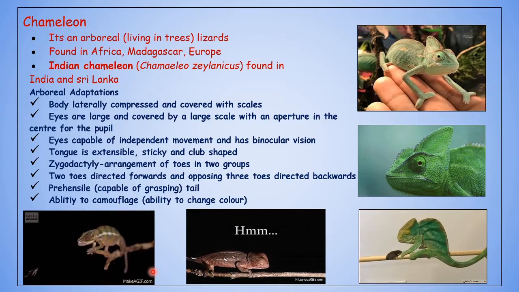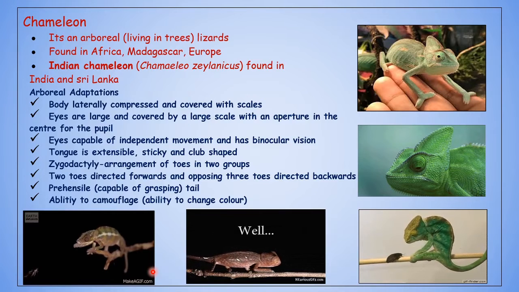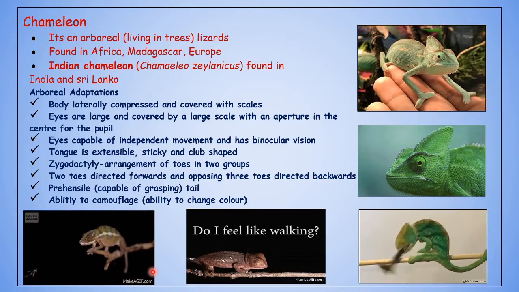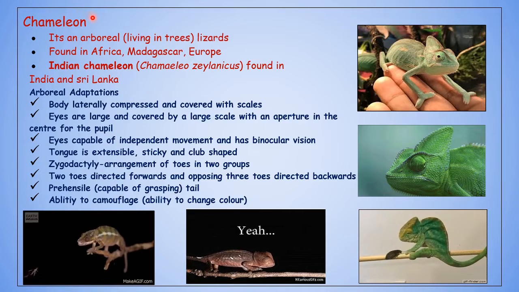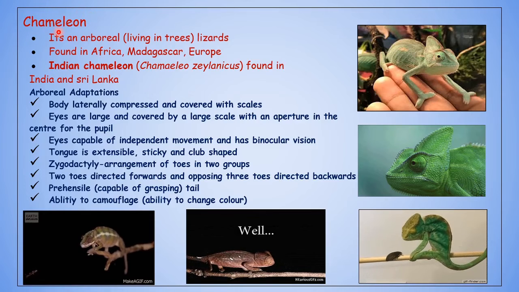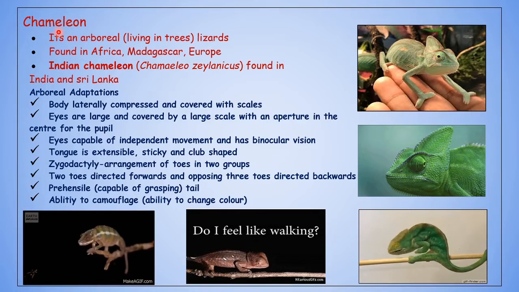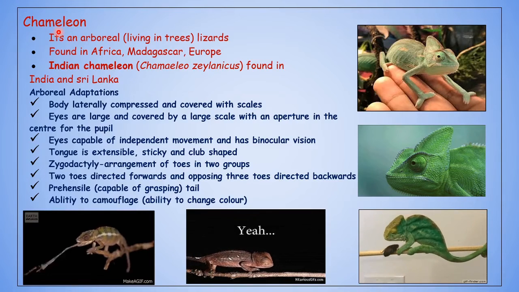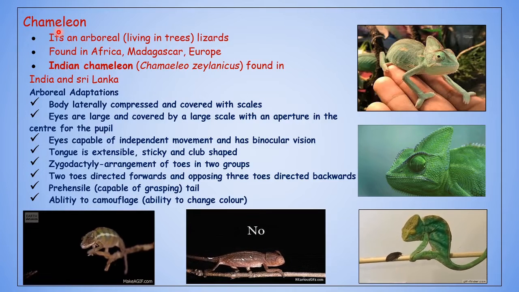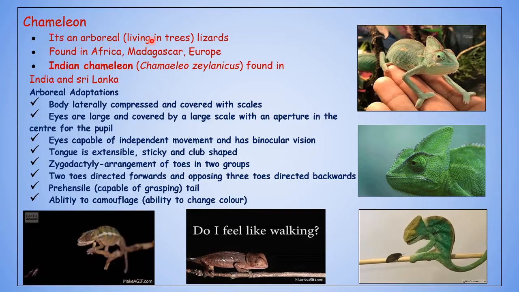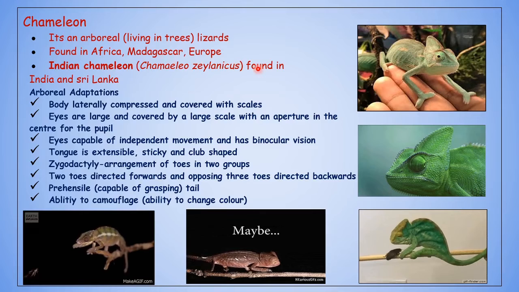Coming to the example of the order, which is in Synapsida, we have an example of the lizard category, which is the chameleon. The chameleon is taken as an example of order Squamata, and it comes under suborder Lacertilia. It is arboreal, living in trees. It is a lizard found mainly in Africa, Madagascar, and Europe.